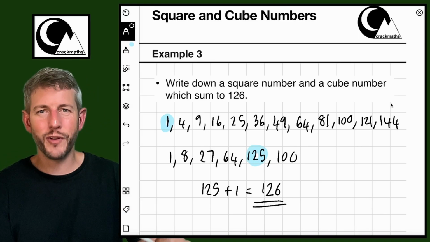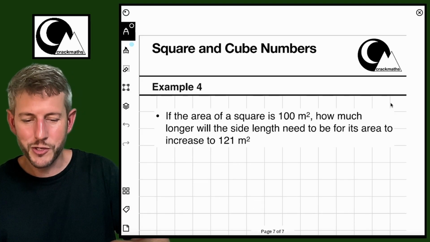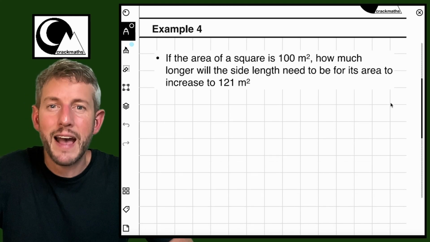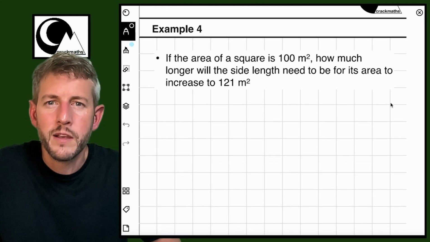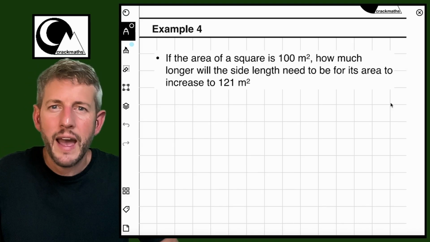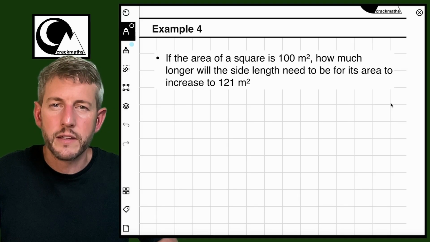Right, let's try example question 4, and that will be the end of our tutorial today. So well done if you're still with me, and thank you very much for joining me. So let's have a look at question 4. If the area of a square is 100 meters squared, how much longer will the side length need to be for its area to increase to 121 meters squared?